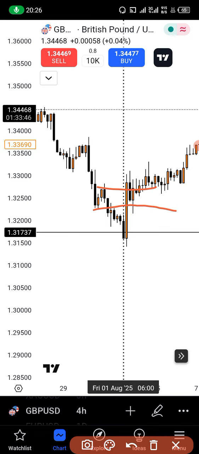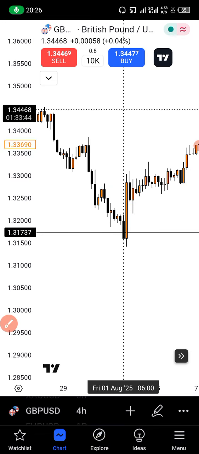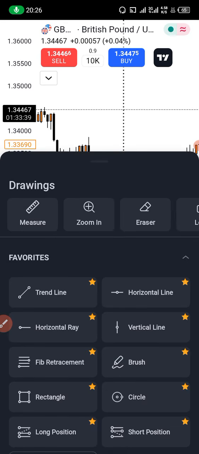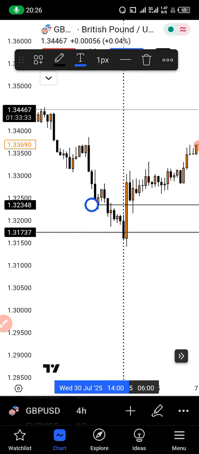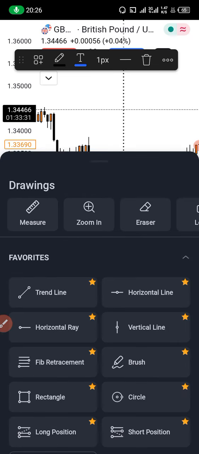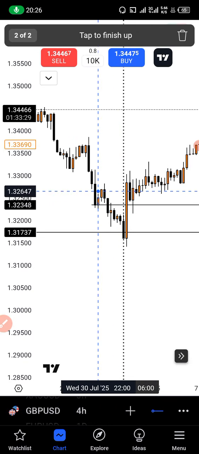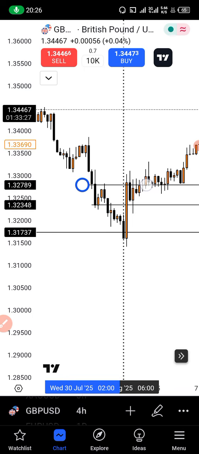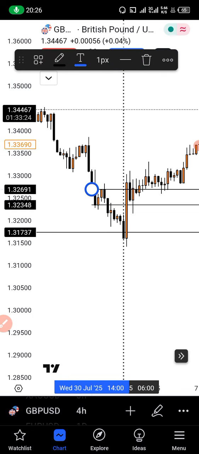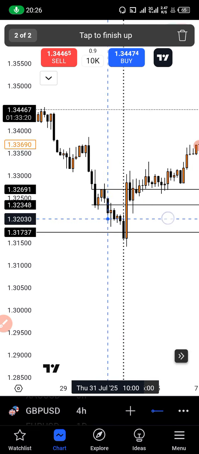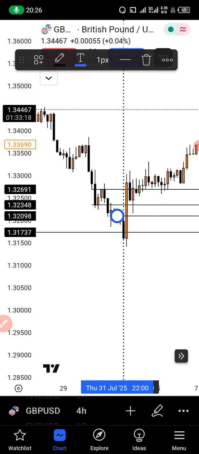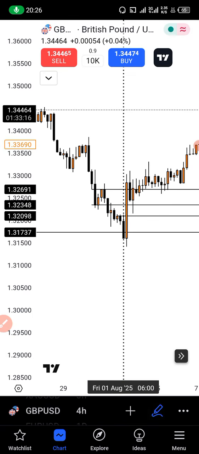But that is just like a manual drawing. Let me use the Fibonacci tool. Let me use the proper levels to draw this for you. So we have this one as a level. We also have this as another level. Okay, we have this as another level. We also have this as another level. We have this level here. We also have this level here.